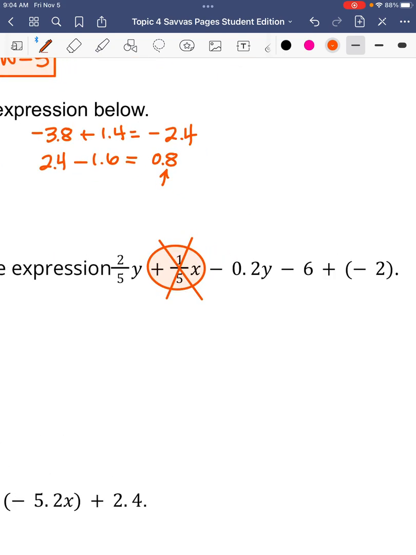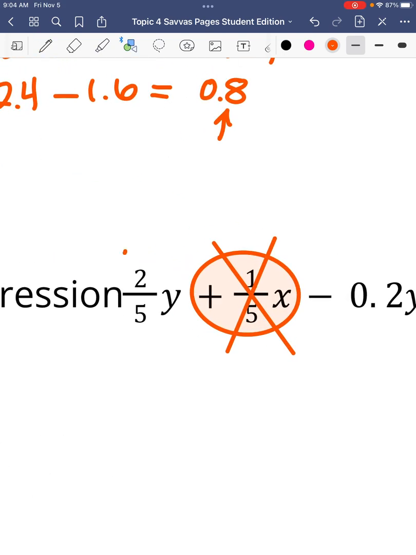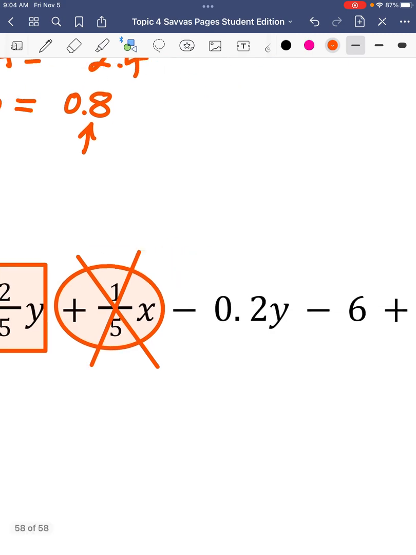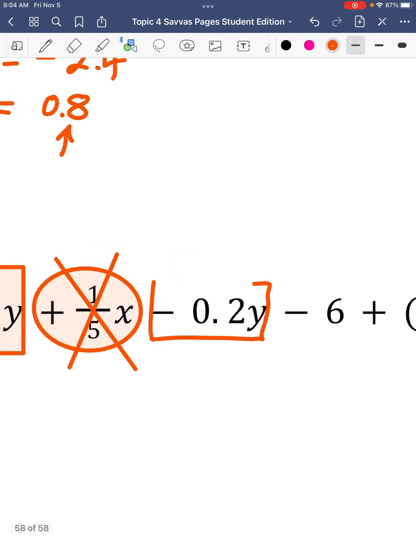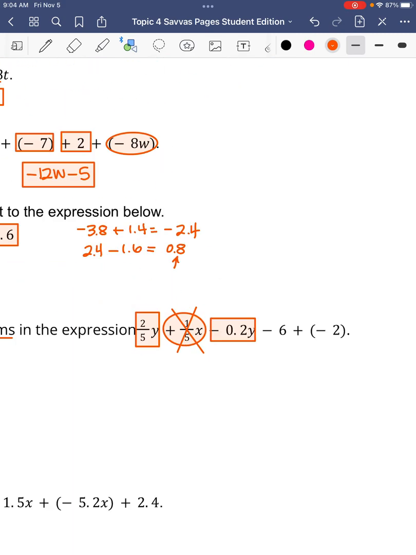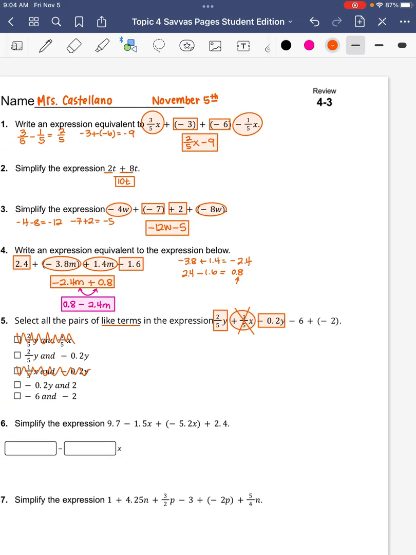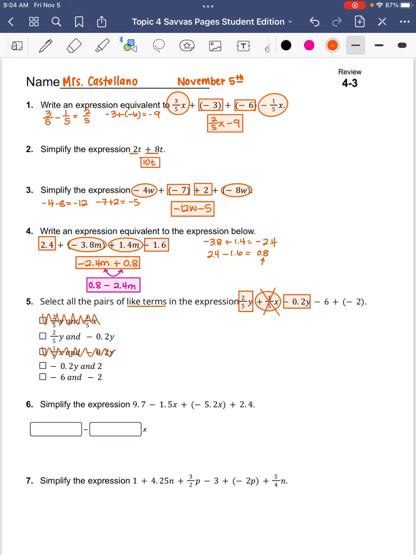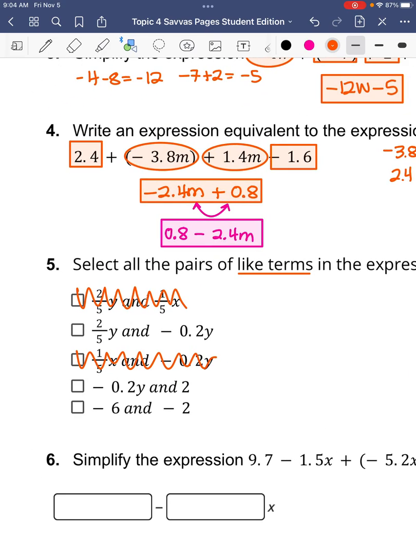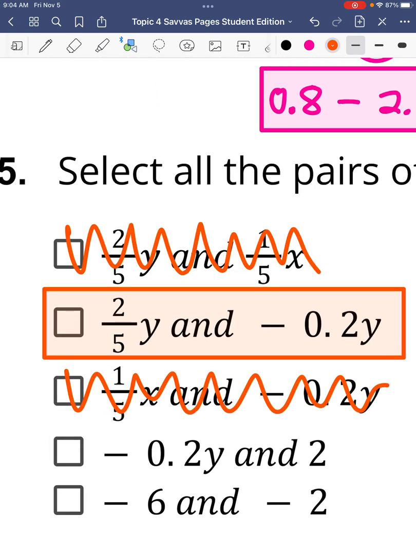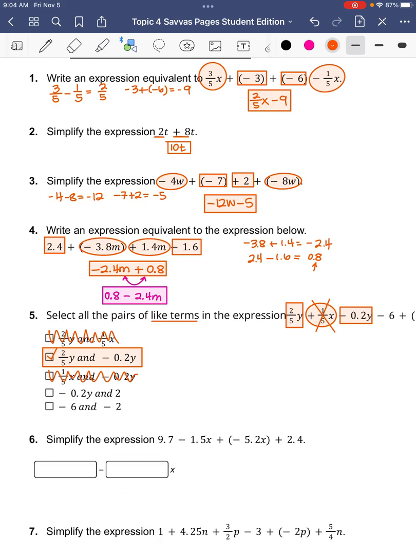Now I would move on to my y's. So here I have 2/5 y and negative 0.2 y. Are there any other y's? Nope. But let's look for an answer choice that has 2/5 y and negative 0.2 y. Oh, look, this second choice has exactly that. So that right there is correct. Okay.